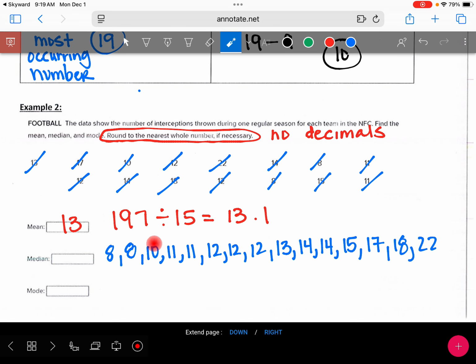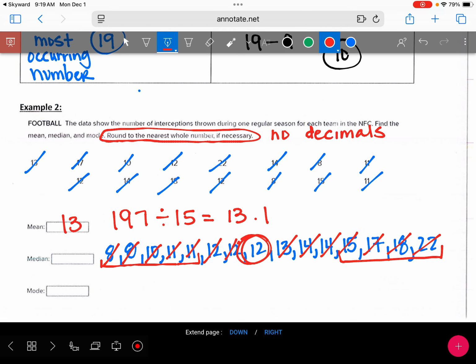All right, 1 2 3 4 5 6 7 8 9 10 11 12 13 14 15. Okay. All right, what number is in the middle? So I usually just kind of cross them out. I'm gonna go with 5 numbers. So then 1 2 3 4 5, and then 1 2 3 4 5. Okay, so then I'm gonna just keep crossing it out one by one, and we get 12. That was the number I came up in the middle.